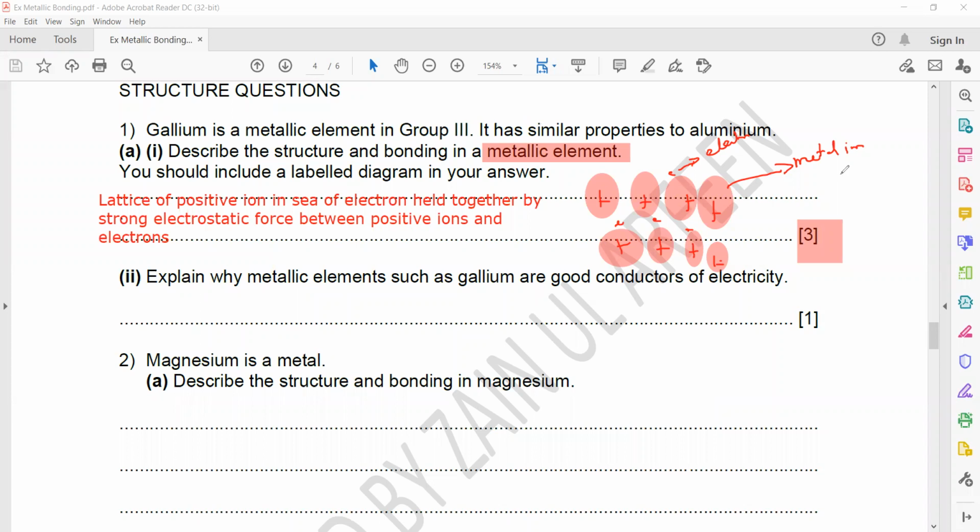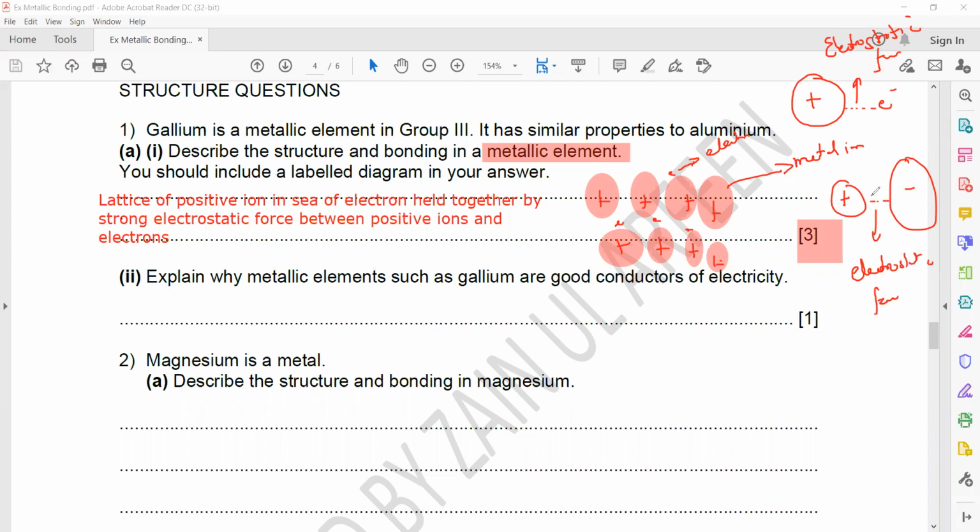The force between the charges, like when you have a positive charge and an electron, the attraction between them is called electrostatic force. Electro means charge and static means rest. Even when you have a positive ion and a negative ion, because these are charges, we call this force electrostatic force.